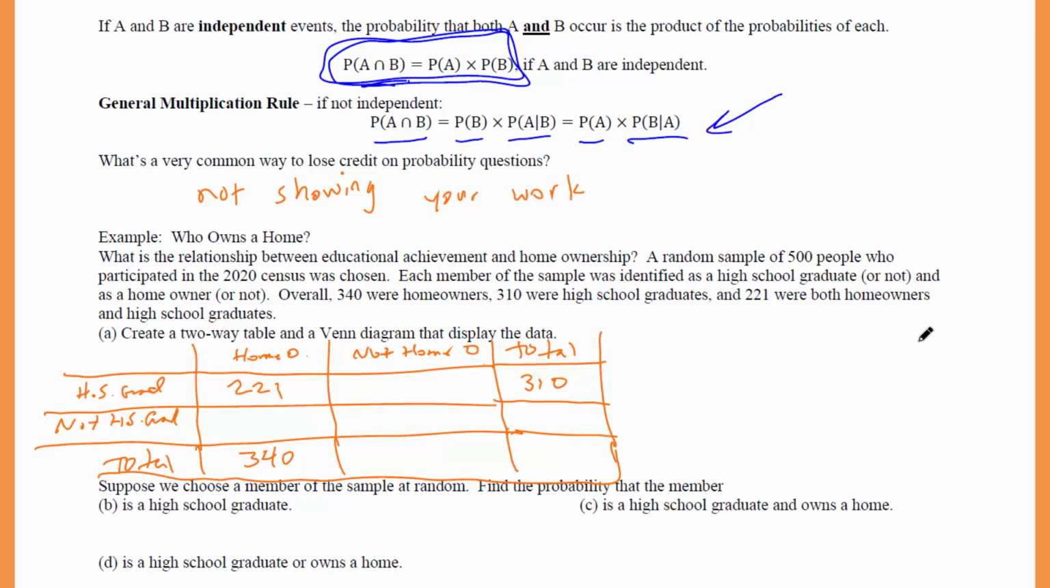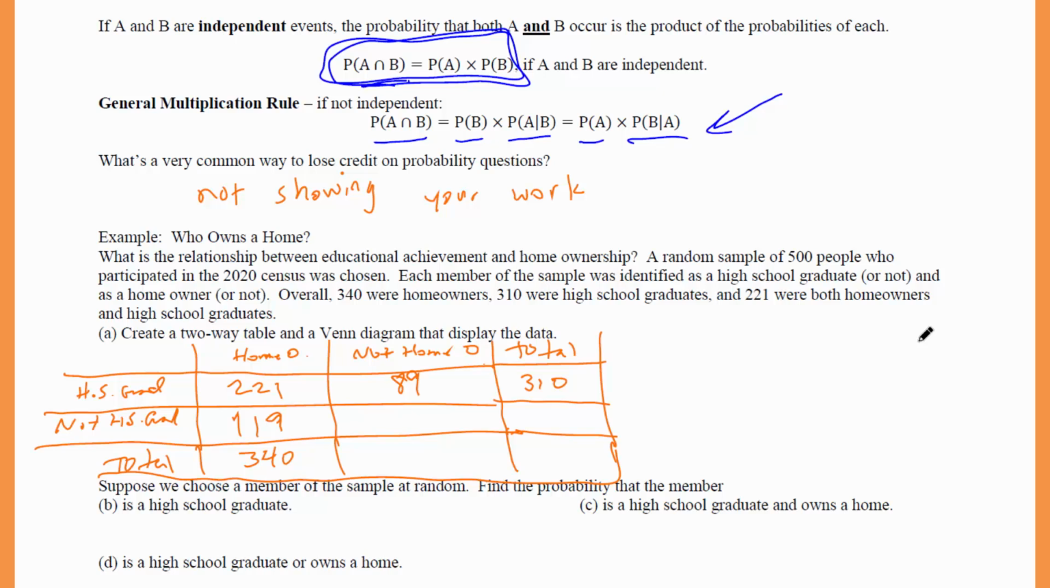So knowing those three numbers allows us to actually fill in the rest of the table. What number goes to the right of the 221? We'll take the total, 310, and subtract out the 221. And you'll see that 89 people must go in that spot where they are high school graduates, but they are not homeowners. What goes below the 221? Take 340, the total for that whole column, and subtract 221. You get 119 people that are homeowners, but not high school graduates.